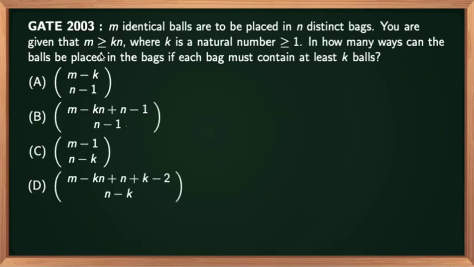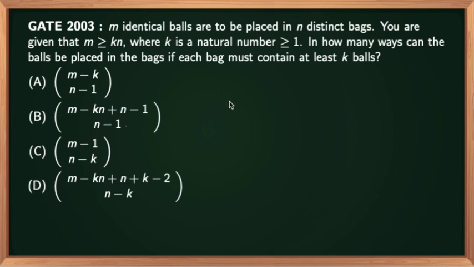This is a GATE 2003 question. M identical balls are to be placed in n distinct bags. You are given that m is greater than or equal to kn, where k is a natural number greater than or equal to 1. In how many ways can the balls be placed in the bags if each bag must contain at least k balls?